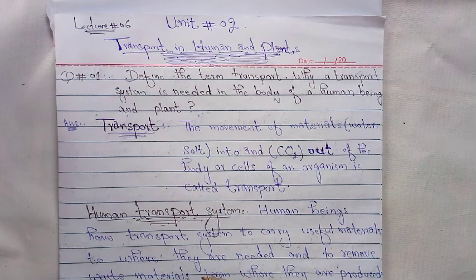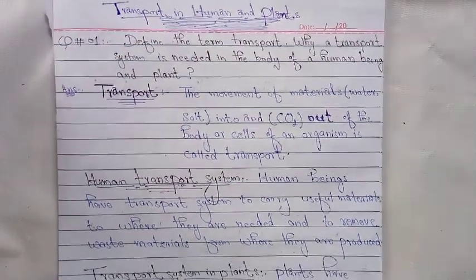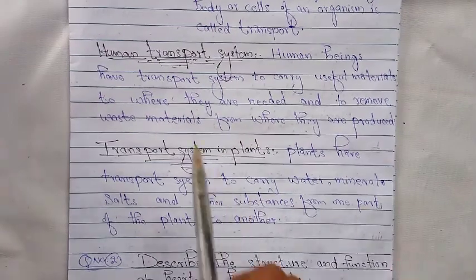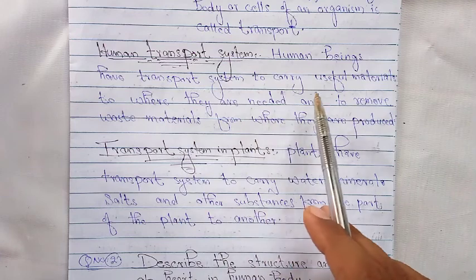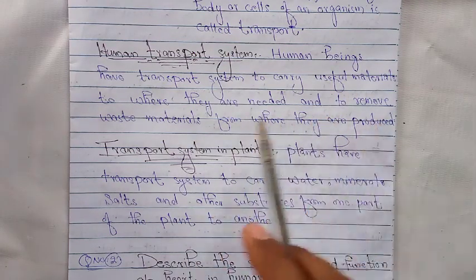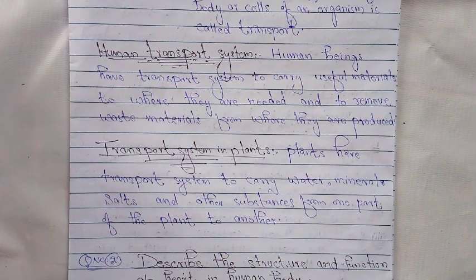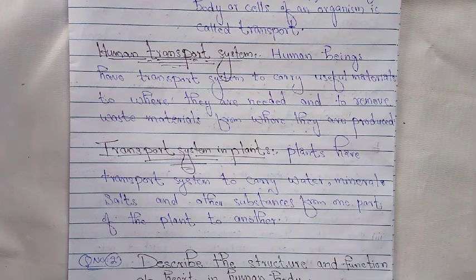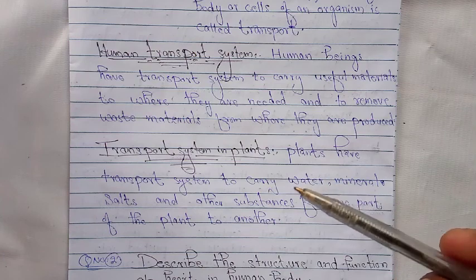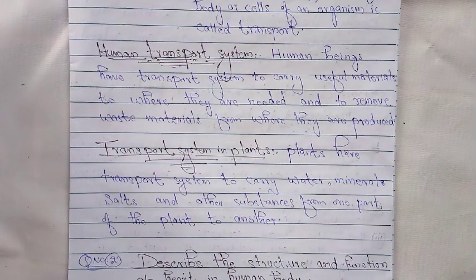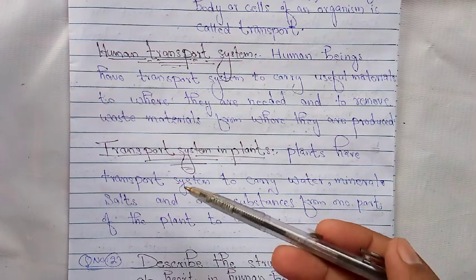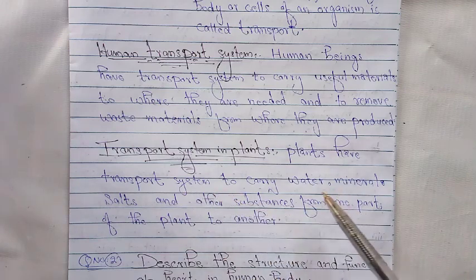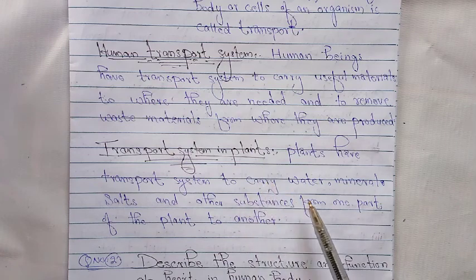Now, why is a transport system needed in humans and why is it needed in plants? Human beings have a transport system to carry useful material to where it is needed and to remove waste material from where it is produced. In a very simple way, we can say to carry useful material inside the body where it is needed and to remove the waste material. In plants, the transport system carries water, mineral salts or other substances from one part of the plant to another. This system is needed there because it carries water, mineral salts and other substances from one part of the plant to another.